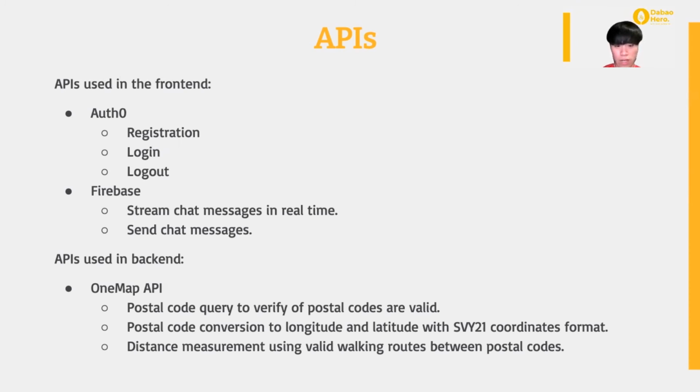And this longitude and latitude is then used for the last feature at the bottom, which is distance measurement. We want to accurately measure the walking distance between two postal codes via valid routes in Singapore, so valid pavements that people can actually walk on. This is to ensure accurate matching between our users so that they don't have to over-exert themselves or over-travel when they are matched incorrectly with people too far away.